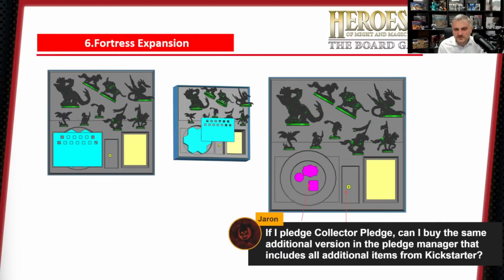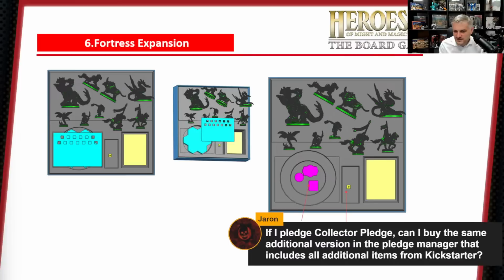If I pledge for the collector pledge, can I buy some additional version in the pledge manager that includes additional items from the Kickstarter? If you pledge for the collector pledge, yes, we will have some separate items, I believe, in the pledge manager. We will see how the pledge manager will be structured next week, when I'm going to sit down with my team just to make sure. But if there are more requirements for the pledge manager, we will be able to unlock them.